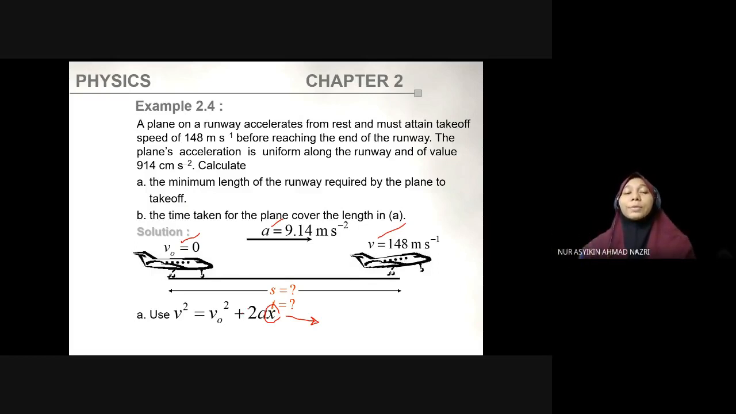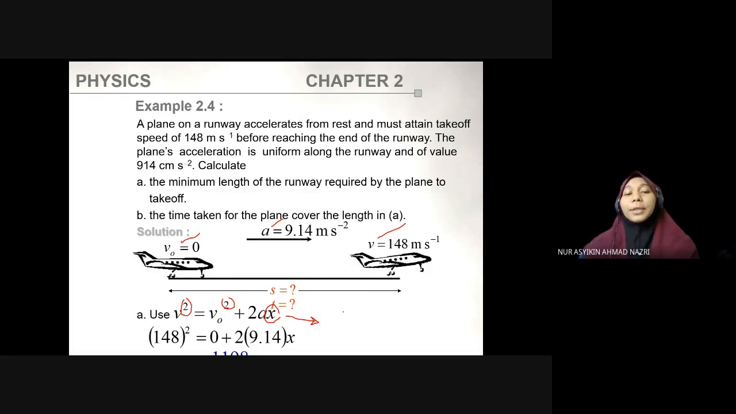So you substitute in and find your value of X. But remember, this is quadratic, so square it. This one is zero, no problem. So your value of X equals 1198 meters before you take off. Alright. And then the time taken for the plane to cover the length in A.